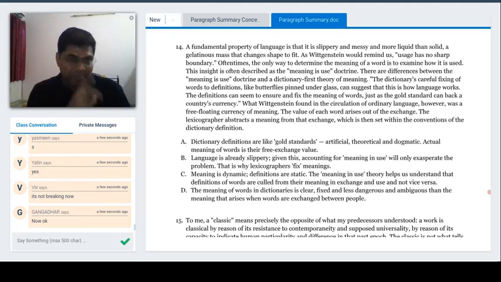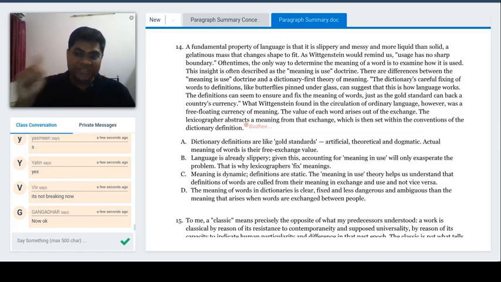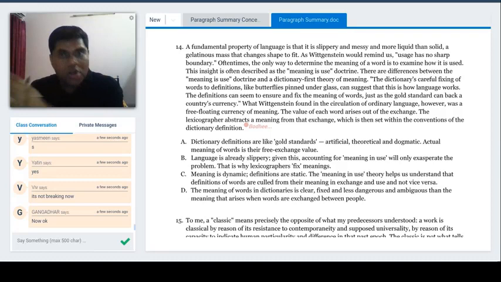So in this 14th question, the author seems to be telling us that language is not fixed. It is slippery, and the meaning depends upon the way it is used. And he seems to be biased for that and not for the dictionary. He says towards the end, the lexicographer abstracts meaning from the exchange, which is then set within the conventions of the dictionary definition. So the lexicographer gets meaning out of the usage.